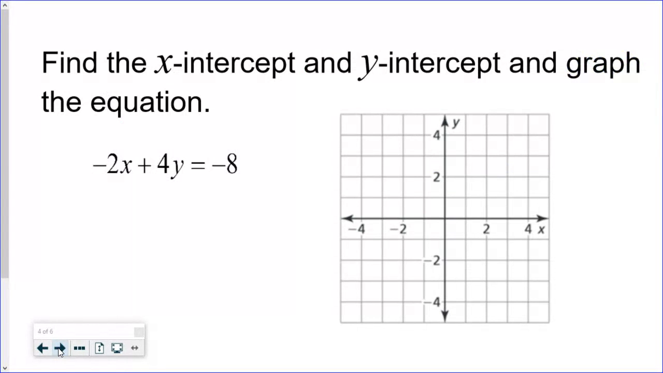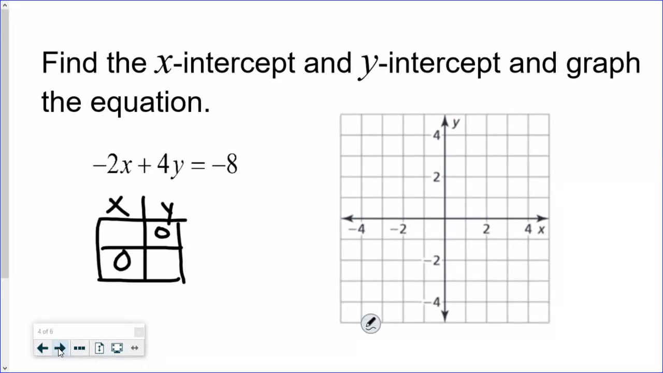Okay, now we're going to do the x and y-intercepts again. Same thing as yesterday. Okay, now in your calculator, think, when I put a 0 in here, this whole part goes away, and you end up with a negative 2x equals a negative 8. So I divide by negative 2, and I get a positive 4 in there.